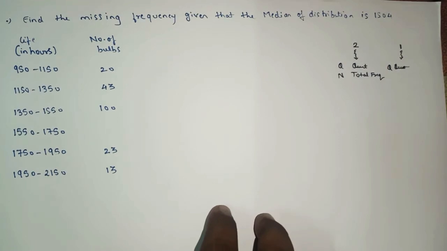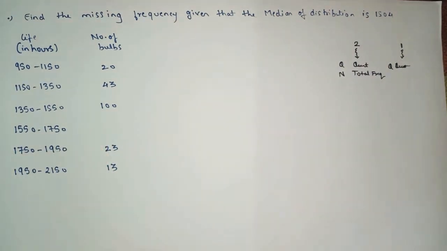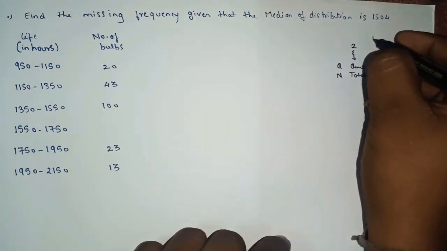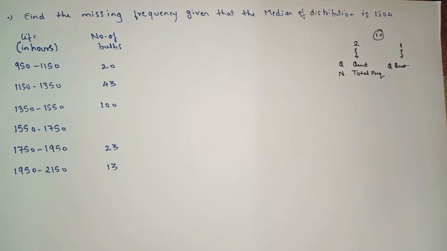So let's see the sum. This same sum is from exercise number 1.1. I guess it is question number 10. Now we'll see whenever one frequency is missing and we have the quartiles, how to find the missing frequency with the help of only quartiles without knowing the total frequency.